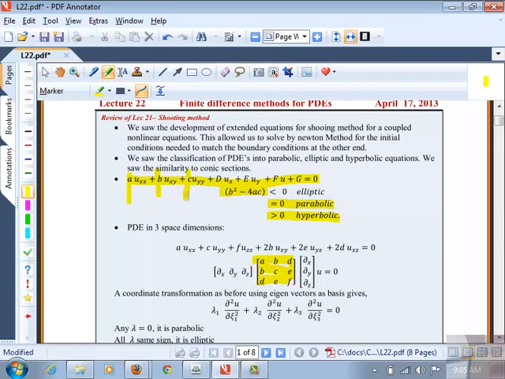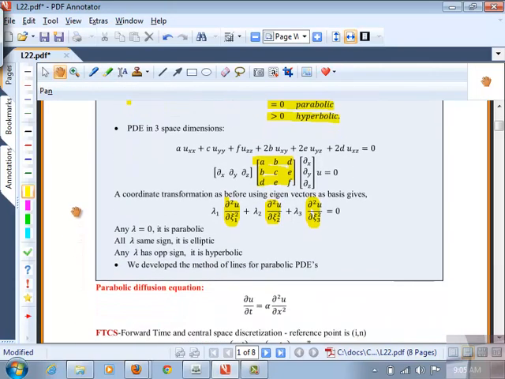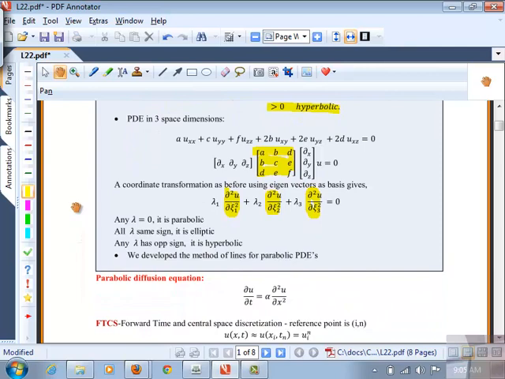Okay, so we can do a coordinate transformation to take it from its Cartesian frame to its natural coordinates in terms of psi 1, psi 2, psi 3. And these are the eigenvector directions, if you like. And lambda 1, lambda 2, lambda 3 are the eigenvalues of that matrix. And the classification then is, if one of the eigenvalues is zero, it's a degenerate case. Once again, we have a parabolic system. And if all of them have the same sign, then it is elliptic. And if any one has an opposite sign, then it is hyperbolic. That's a strictly mathematical way of doing it.